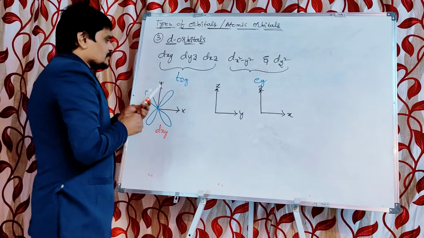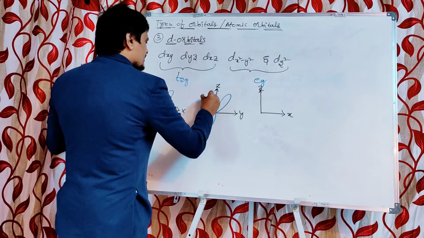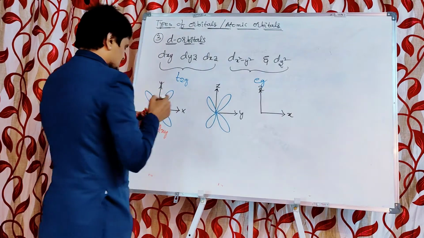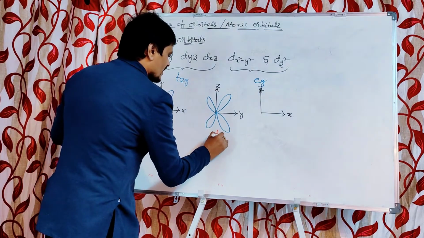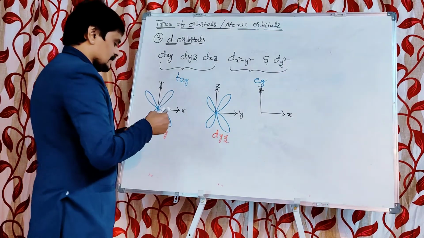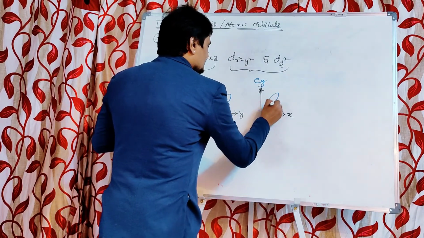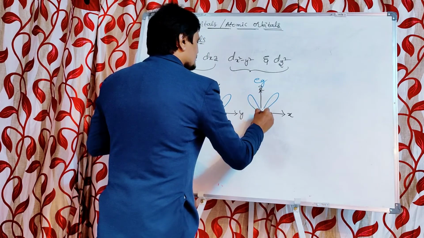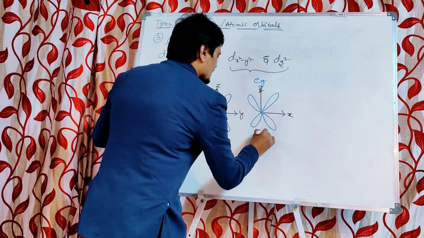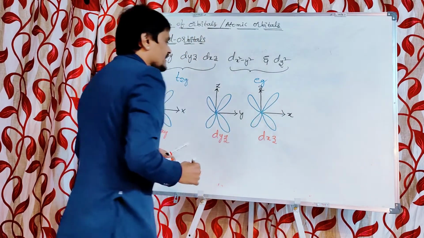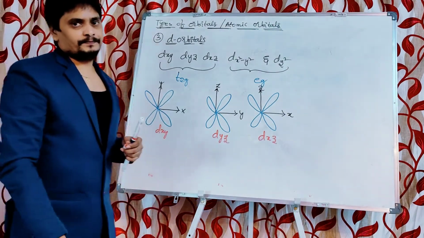If the lobes are located in between the y and z axis, then it is dyz. If the lobes are located in between the x and z axis, then it is dxz, students. We are talking only about the t2g set of d orbitals.